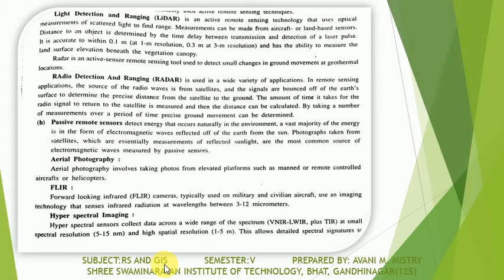In remote sensing applications, the source of radio waves is from satellites, and the signals are bounced off of the Earth's surface to determine the precise distance from the satellite to the ground. The amount of time it takes for the radio signal to return to the satellite is measured, and then the distance can be calculated by taking a number of measurements over a period of time. Precise ground movement can be determined.